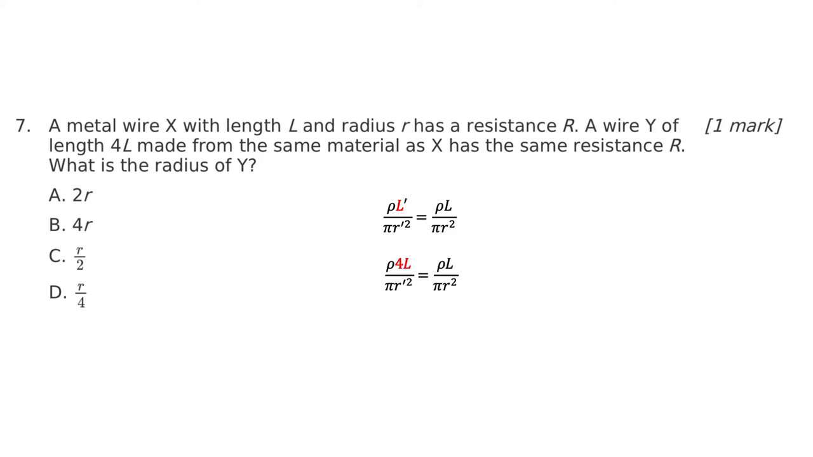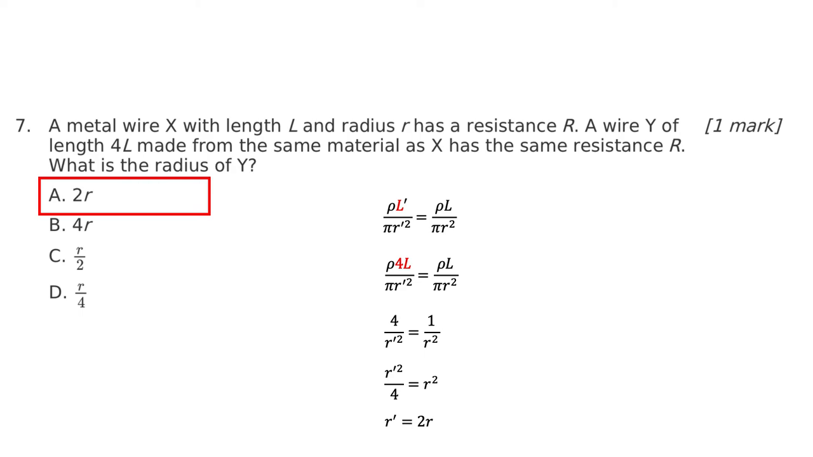And we know that L dash is 4 times the length of our original one. And the reason we're highlighting that in red there is because we're going to cancel our L's. We're also going to cancel rho and pi, and we're left with 4 over r dash squared equals 1 over r squared. And similar to the previous problem, we're going to invert them, and then square root them. And we see here that r dash is double the radius of the original one.